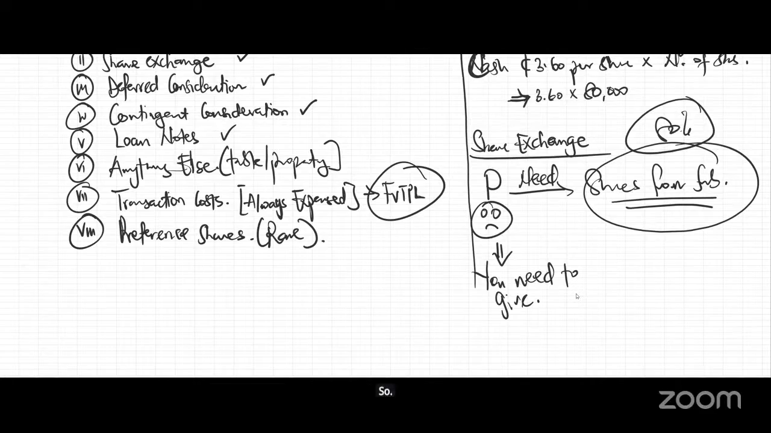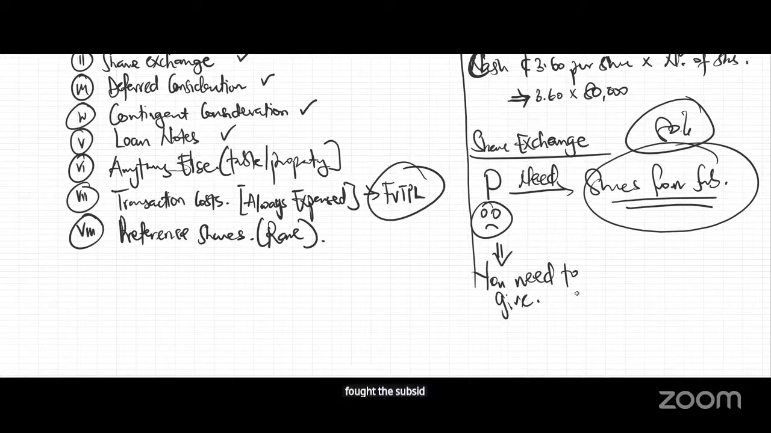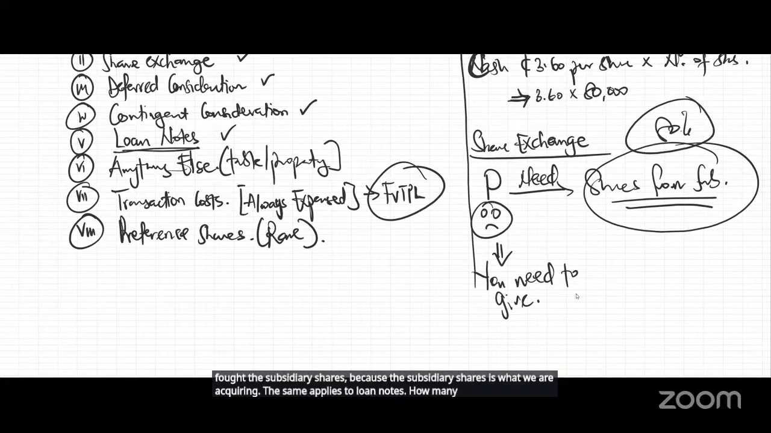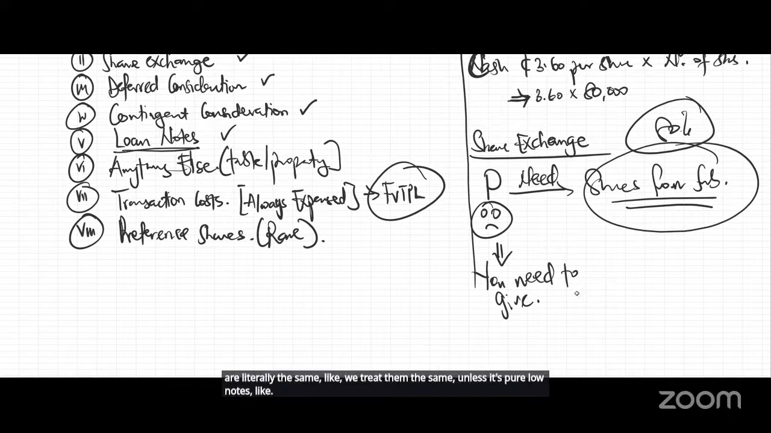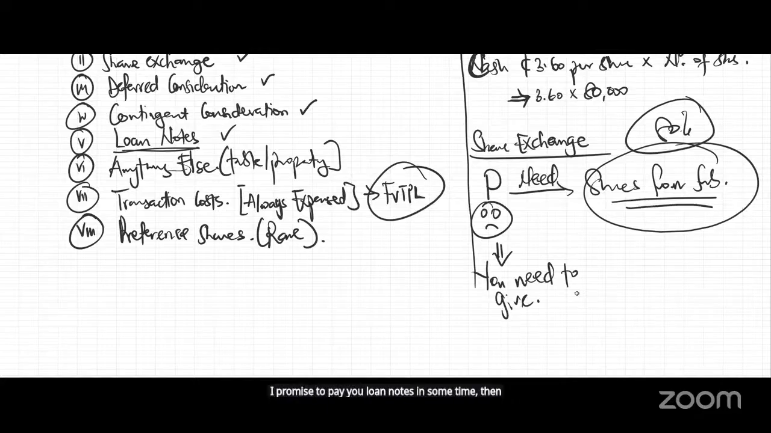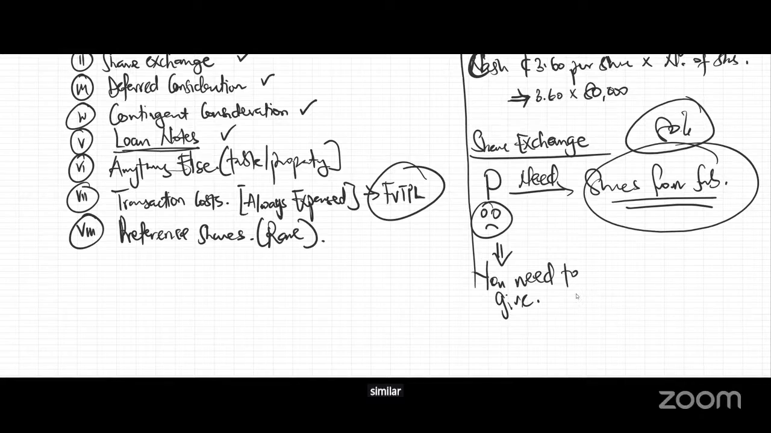So how much do you need to give? We are looking at how many shares the parent should exchange for the subsidiary shares, because the subsidiary shares is what we are acquiring. The same applies to loan notes. How many loan notes are you giving? So share exchange and loan notes exchange are literally the same. We treat them the same, unless it's pure loan notes. Like I promise to pay you loan notes in some time, then it becomes deferred consideration. Literally similar. So how much do you need to give?